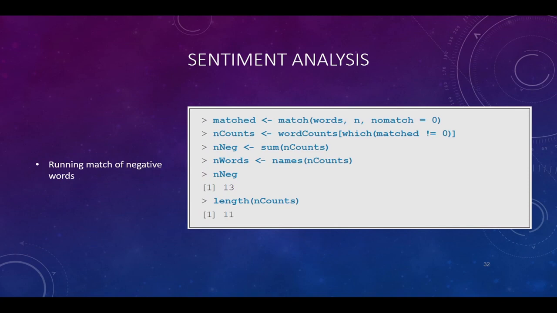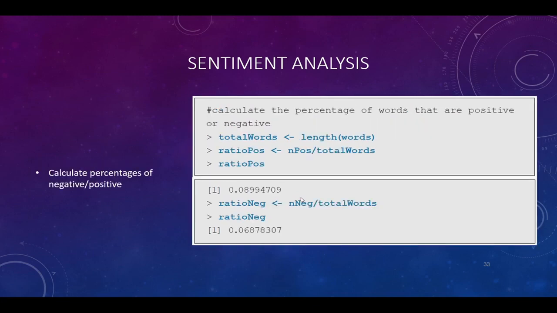Now you can do this same set of code to find the negative words in this text. So here I did the exact same thing. Matched, not matched. Remember, 0 means it did not match. Anything more than that means it matched. There were 13 negative words. How many were unique? There were 11 unique negative words. So they only repeated 2 negative words instead of the 5 positive.